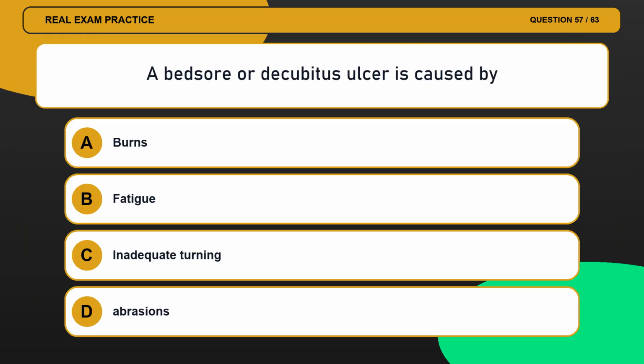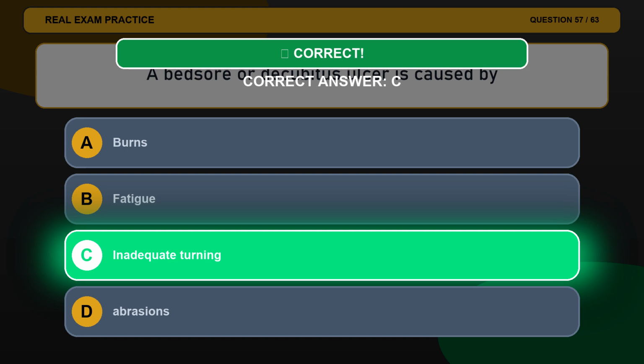Question 57. A bedsore or decubitus ulcer is caused by option A, burns, option B, fatigue, option C, inadequate turning, option D, abrasions. The correct answer is option C, inadequate turning.